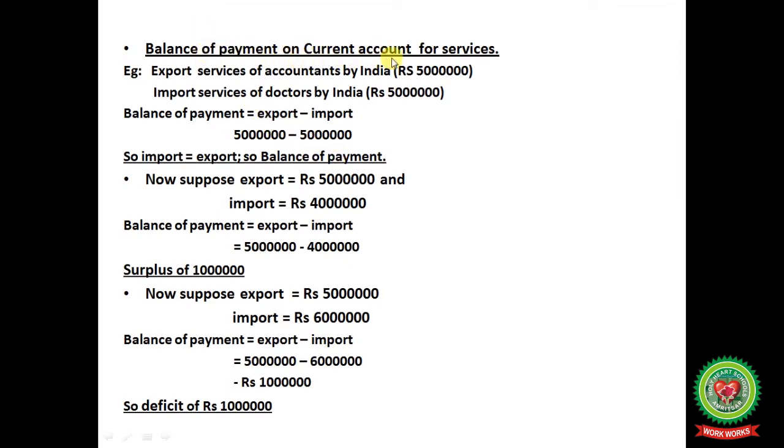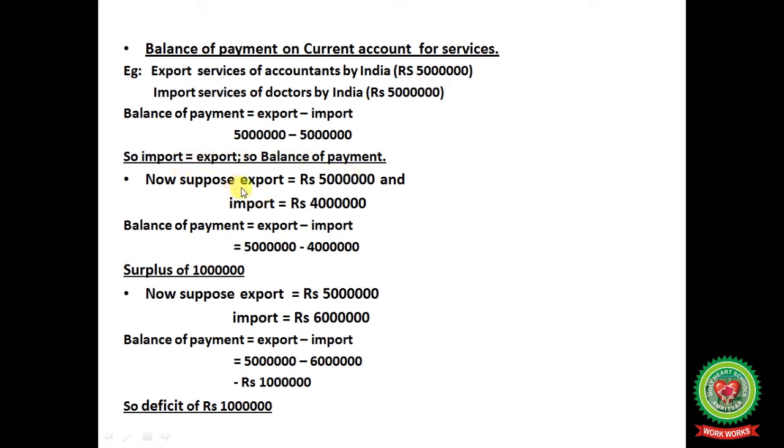Balance of payment on current account for services: suppose export services of accountants by India are worth rupees 50 lakhs and import services of doctors by India are also worth rupees 50 lakhs. So balance of payment equals export minus import. Export is 50 and import is also 50, so import equals export, and the balance of payment is zero.